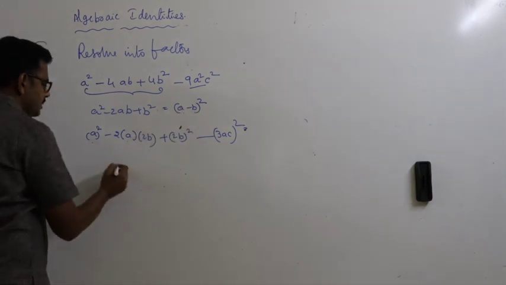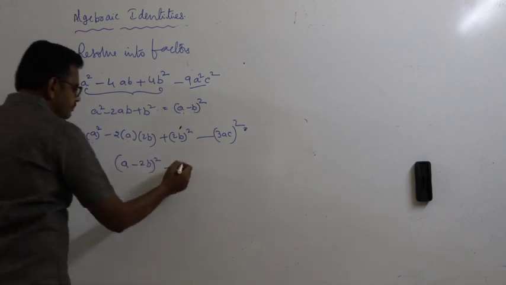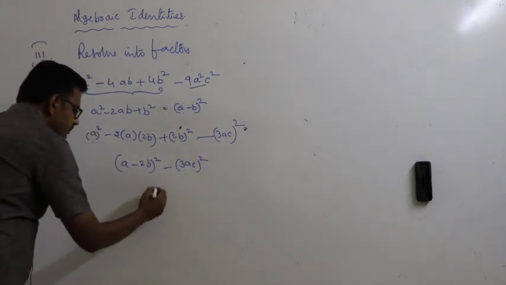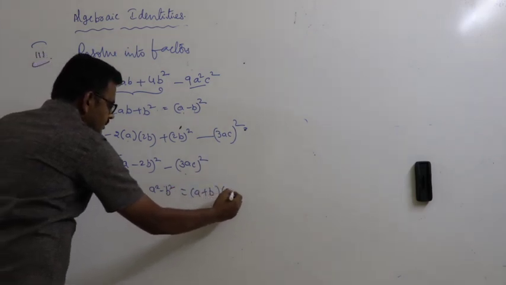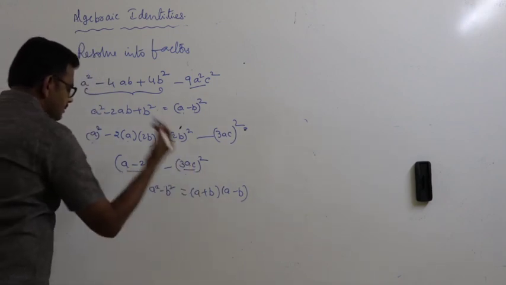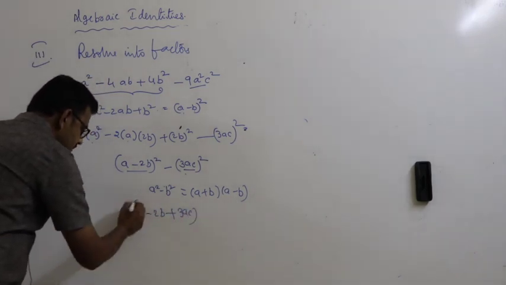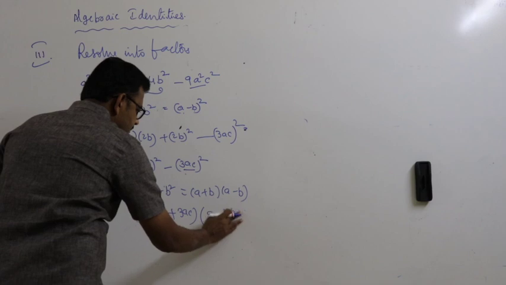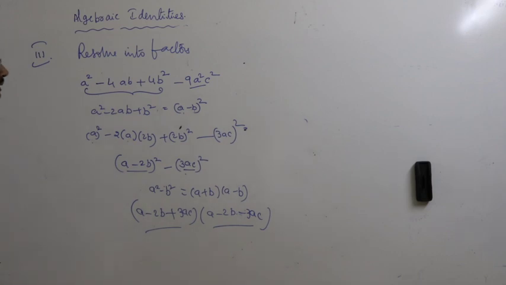So a minus b whole square, a minus 2b whole square minus 3ac whole square. Again this is of the form a square minus b square, that is a plus b into a minus b. So this is a, this is b. So this is a minus 2b plus 3ac into a minus 2b minus 3ac. So these are the factors.